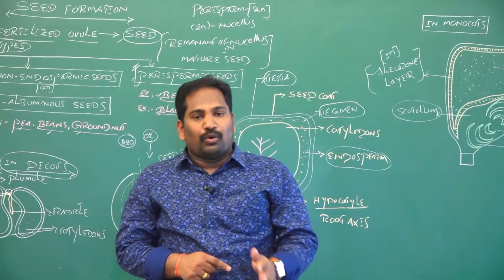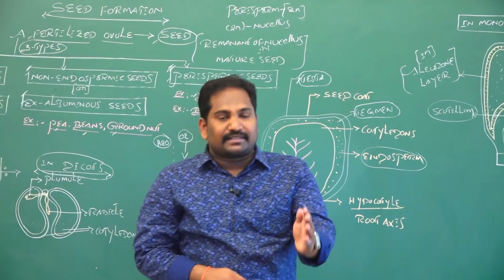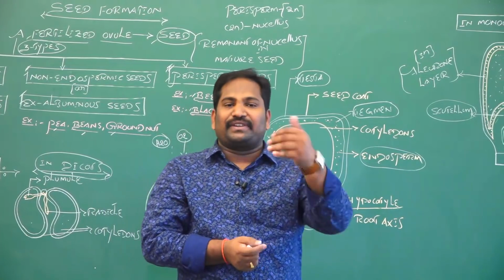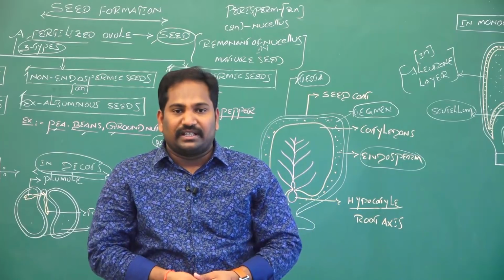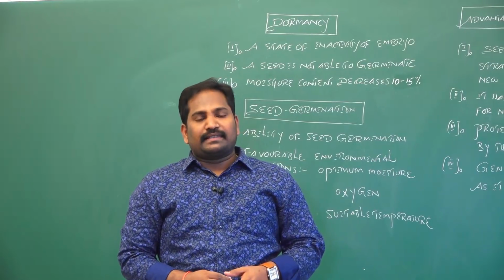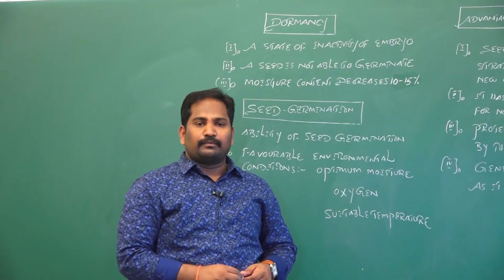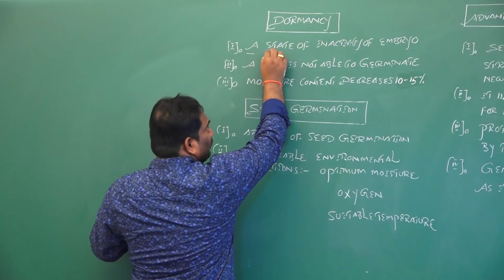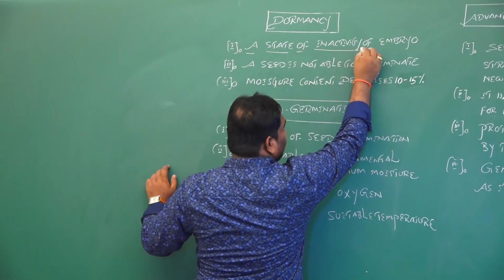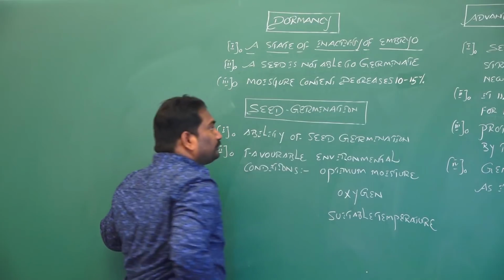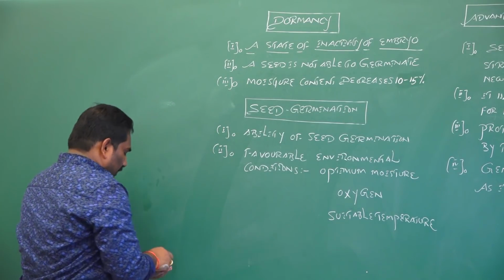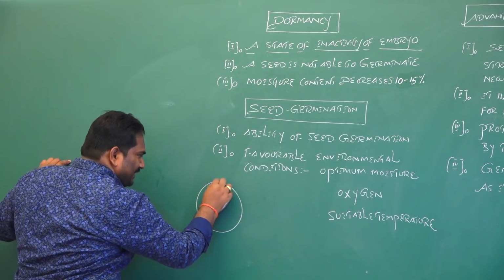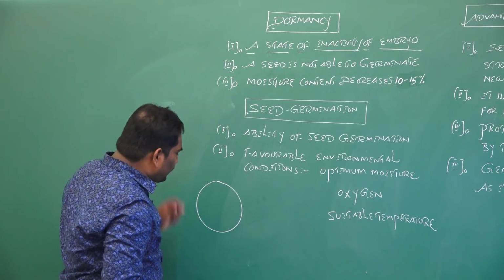Now we discuss what is dormancy, what is seed germination, what is the importance and significance of seeds, and what is the viability of seeds. What is seed dormancy? Generally, seed dormancy means a state of inactivity of the embryo. For example, this is the structure of a dicotyledon seed.